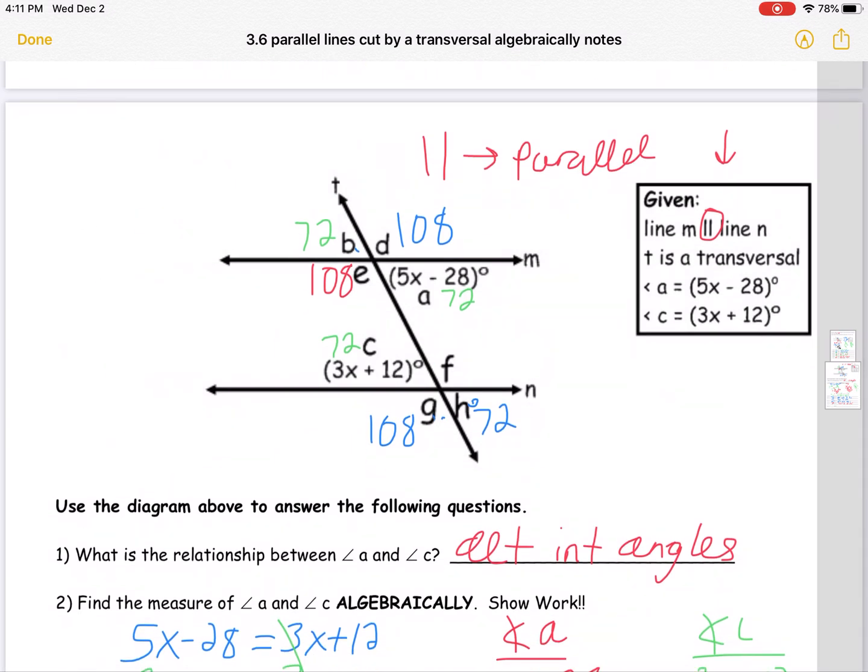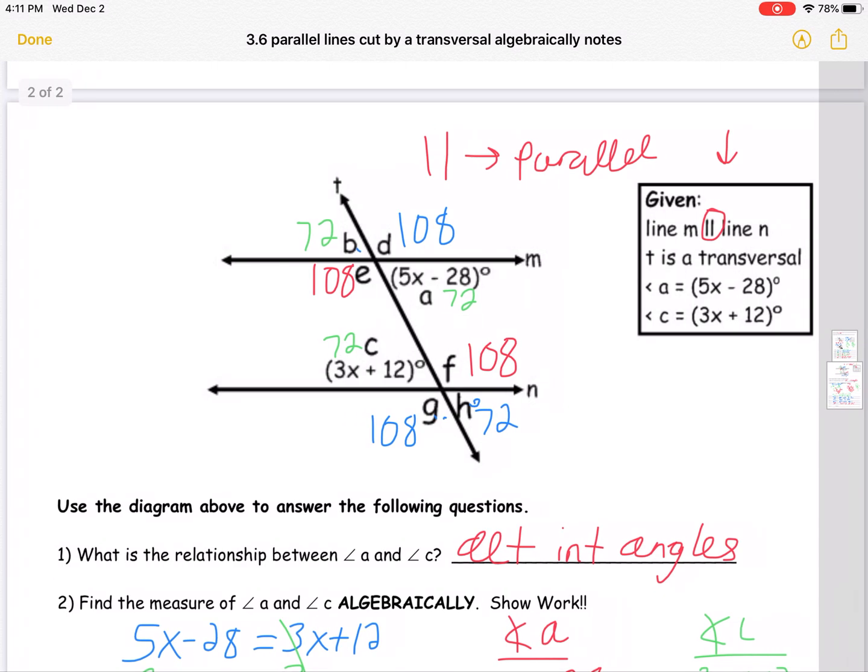And then last but not least, angle F. Angle F is right here. Angle F is going to be 108 as well. There's a bunch of different reasons you can write, but I'm going to write that it's corresponding to D.